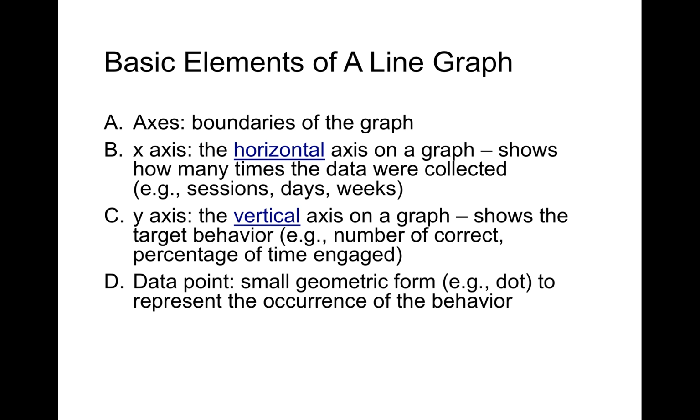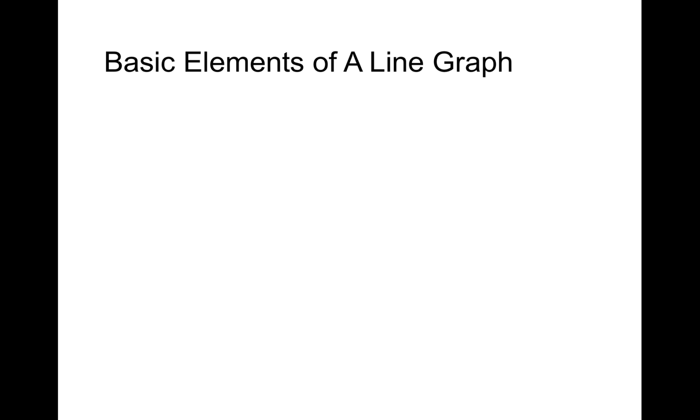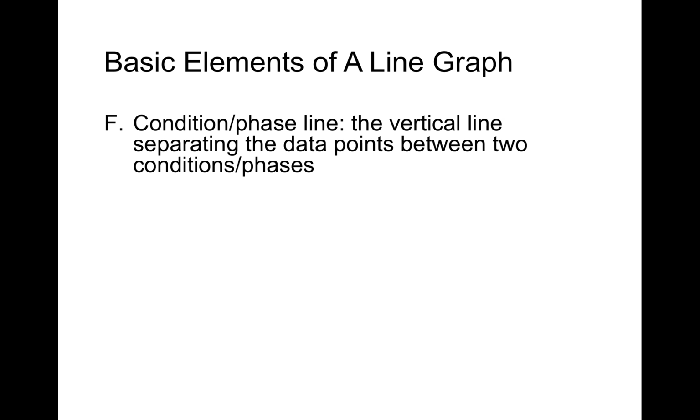A data point is a small geometric shape, for example, a dot or a square, that represents the occurrence of the behavior. The data path is the solid line that is created to connect the data points. The condition or phase line is the vertical line that separates the data points between two conditions or phases, for example, baseline phase and intervention phase.